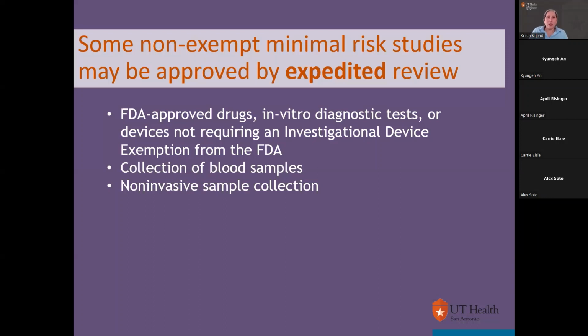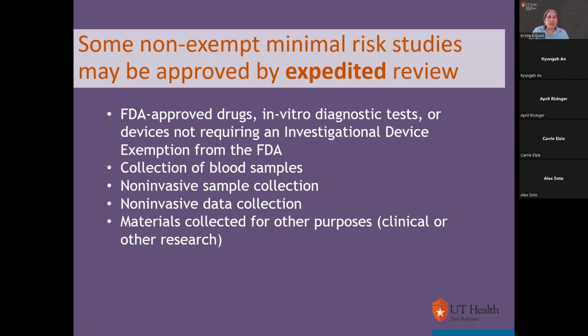Non-invasive sample collection. So if you're doing cheek swabs, saliva collection, maybe some hair clipping, something along those lines, that would be non-invasive sample collection. The next one is non-invasive data collection. There you're talking about maybe EKGs, EEGs, things where you're collecting data from the surface of somebody's body, things along those lines. Materials that are collected for other purposes, either clinical or other research, maybe extracted teeth would fall under those types of things if you're using identifiers, possibly.